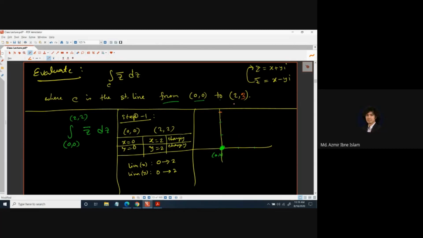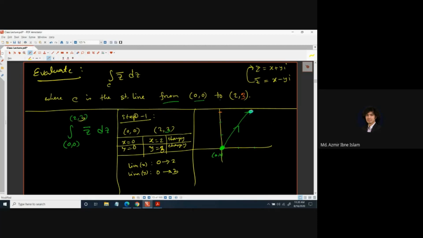I am doing the same thing here. So instead of 2, 2, I am taking 2, 3. Is that okay now? Yes, sir. Okay. So now it is 2, 3. So y is also changing from 0 to 3. Since y is 0 and y is 3, that means y is changing. So if we take y, then the limit will be 0 to 3. Do you understand my point at this part? Yes, sir. Okay. So the limit is 0, 0 to 2, 3.